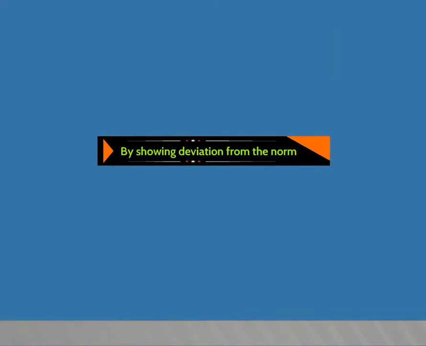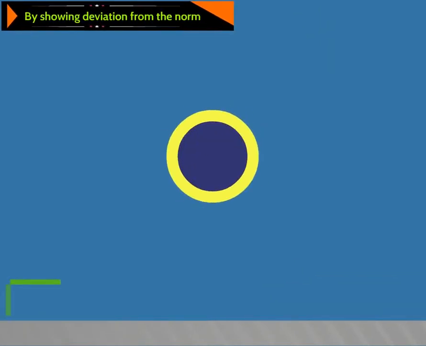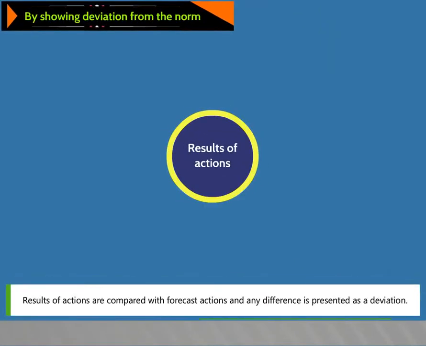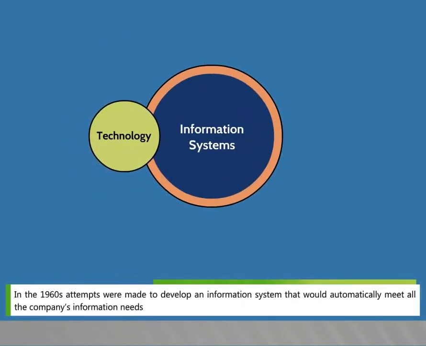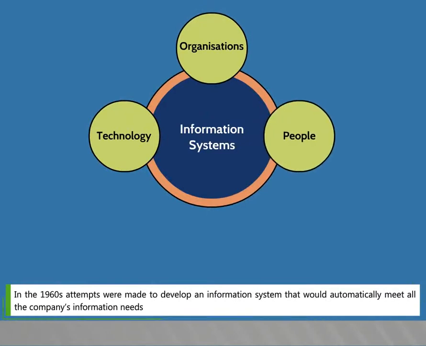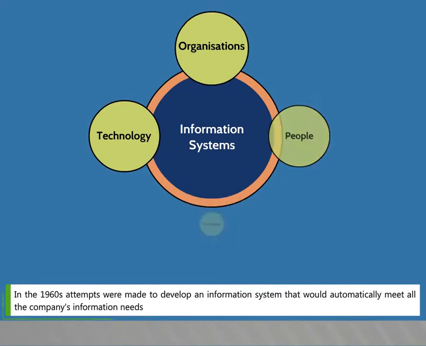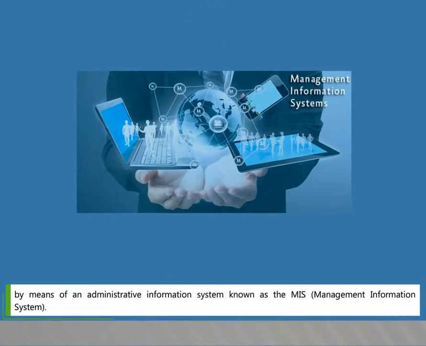By showing deviation from the norm. Results of actions are compared with forecast actions, and any difference is presented as a deviation. In the 1960s, attempts were made to develop an information system that would automatically meet all the company's information needs by means of an administrative information system known as the MIS, Management Information System.